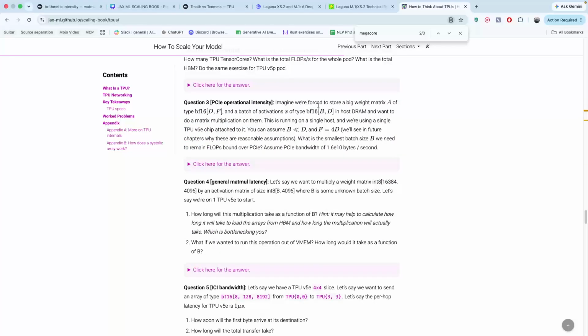So imagine we are forced to store a big weight matrix A of type bfloat16, D by F, and a batch of activations B by D, in host DRAM, and want to do a matrix multiplication on them. This is running on a single host, and we are using a single TPU v6e chip. You can assume B is less than D and F is equal to 4D.